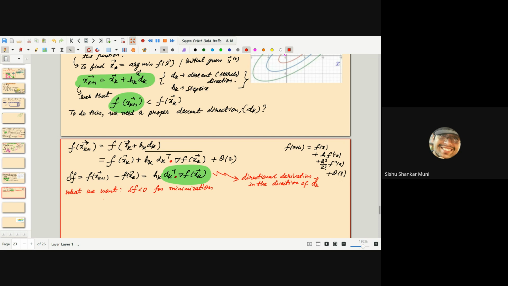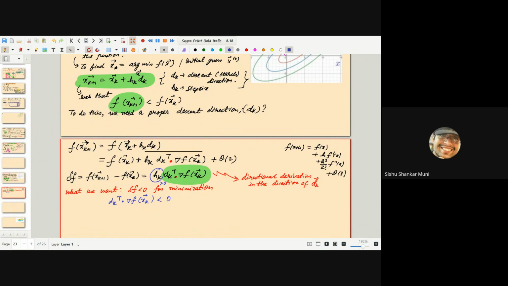So you need dk transpose. Observe that hk is a step size and is always positive. We don't have a negative step size, always a positive step size. So the only possibility is dk transpose dot product of gradient of f at xk vector is less than 0. That is the only condition left.